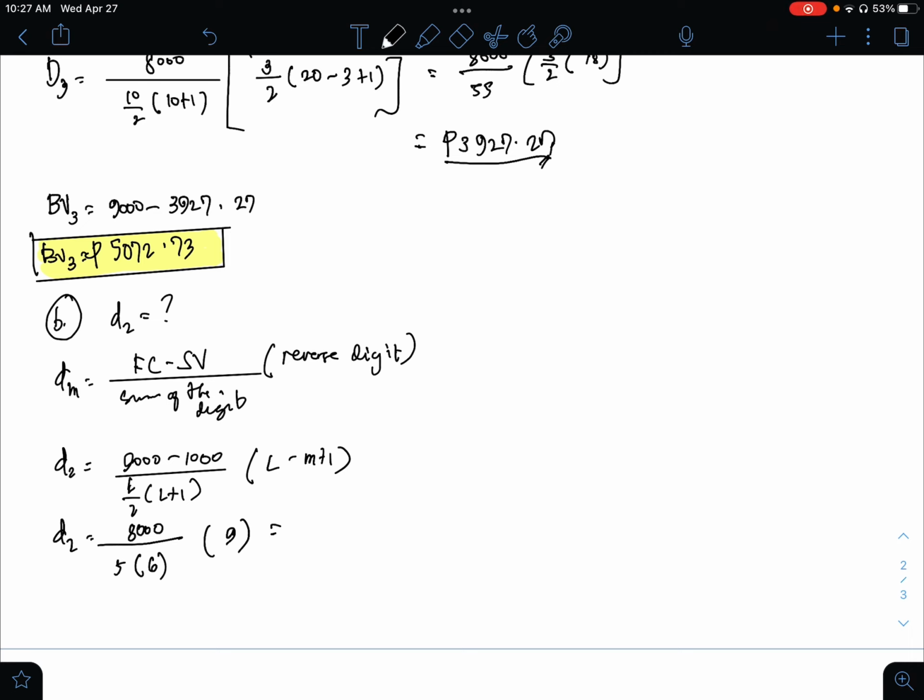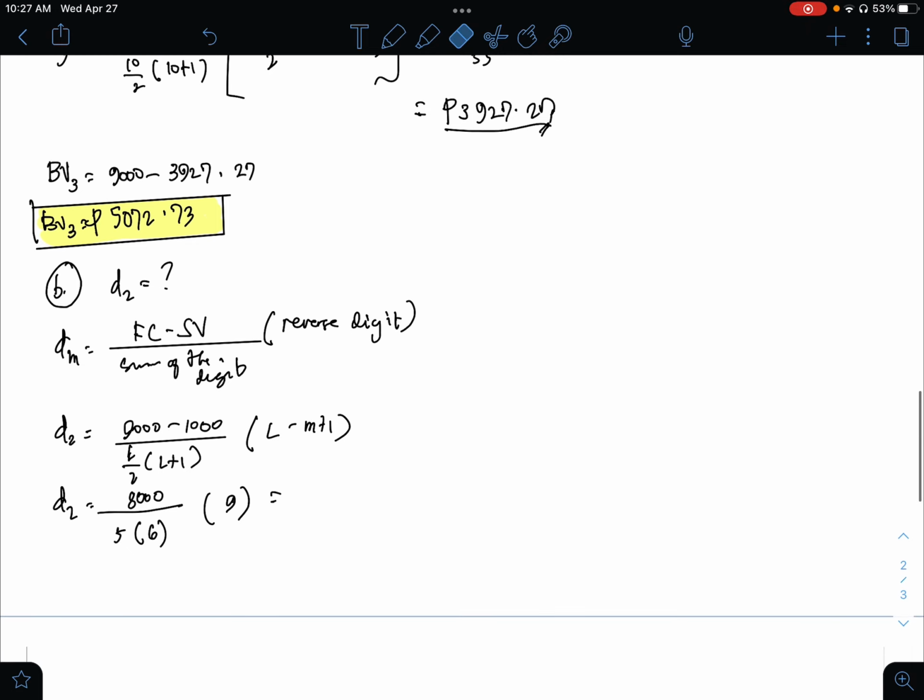So that is 11 also. Sorry about that. 5 there. 10 plus 1 is 11. So that is approximately equal to 1,309.09 pesos. And that's for letter B. Okay?